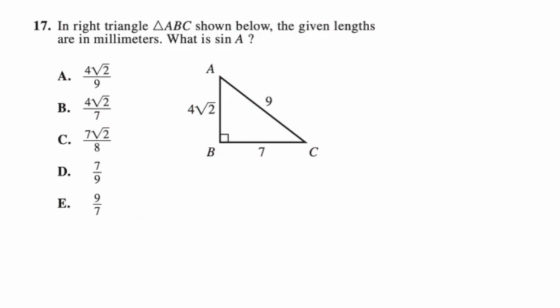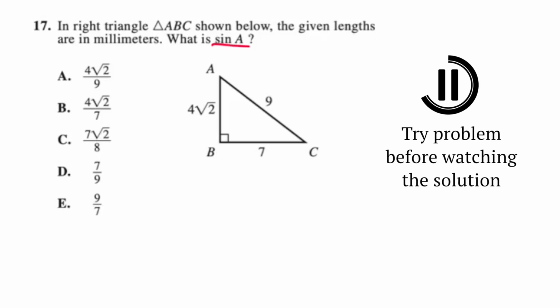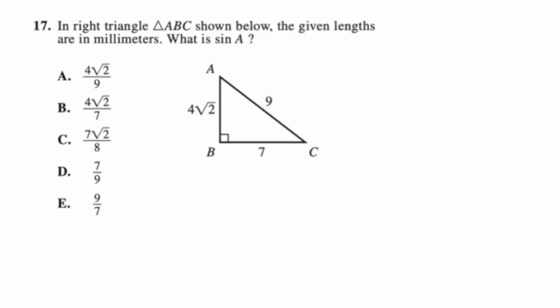Number 17 says, in right triangle ABC shown below, the given lengths are in millimeters. What is the sine of A? So a lot of people have learned SOHCAHTOA, which is just a way to remember what side lengths match up with which trig function. S is for sine, C is cosine, T is tangent. And so sine is opposite over hypotenuse. So the sine of A is here.